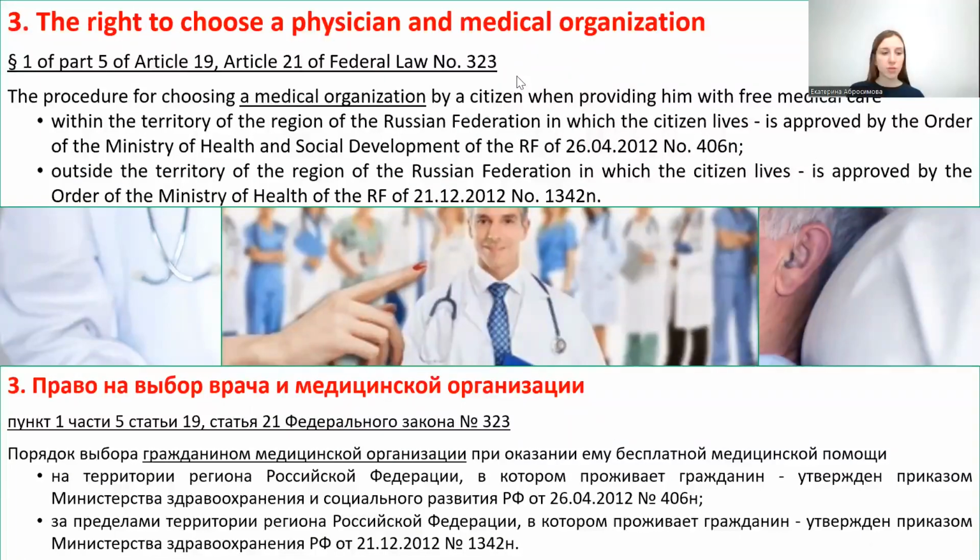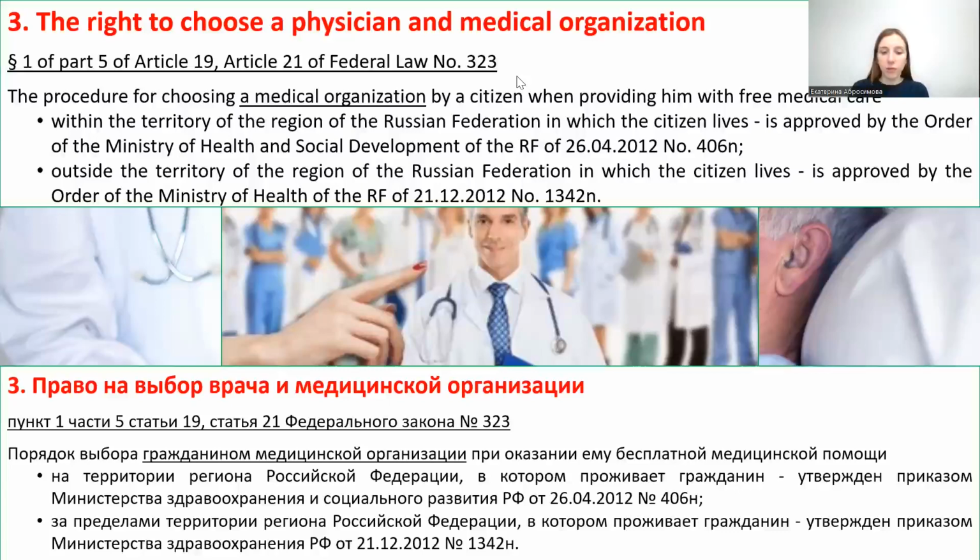Next is the right of the patient to choose a physician and a medical organization. It is one of the basic rights of the patient, and it is regulated by paragraph 1 of Part 5 of Article 19 and Article 21 of Federal Law number 323. It should be noted that the law establishes the procedure for choosing a physician and a medical organization only when providing medical care to a citizen in accordance with the program of state guarantees of free medical care to citizens.